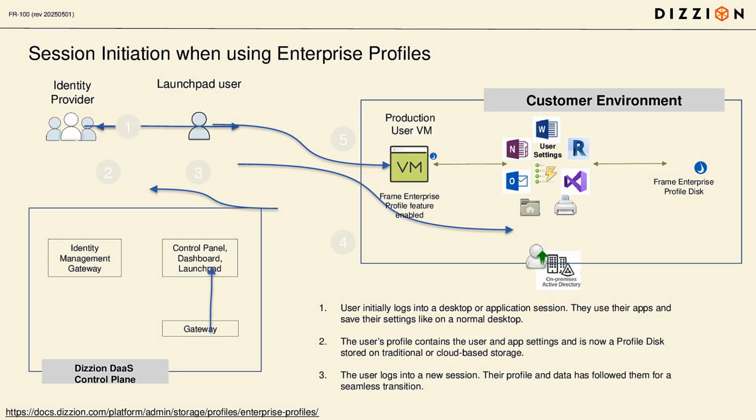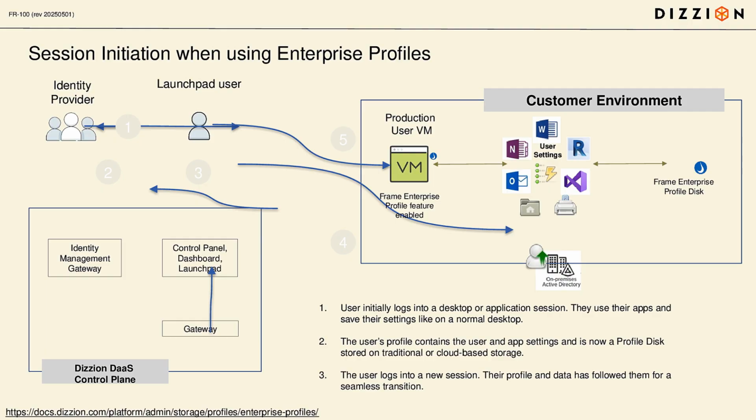When using enterprise profiles, it is important to understand how the session is initiated. Following the flow in this diagram, a Launchpad user authenticates with the identity profile, then requests a session. The DA's control plane orchestrates the assignment of the workload VM. As part of the assignment, the profile disk is overlaid onto the desktop's file system with that user's profile. The OS login process is completed, and the desktop contains the settings and application data the end user expects.